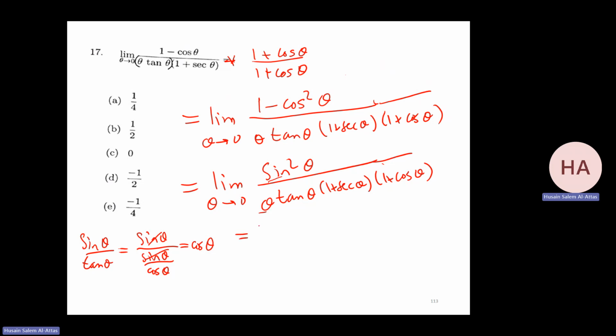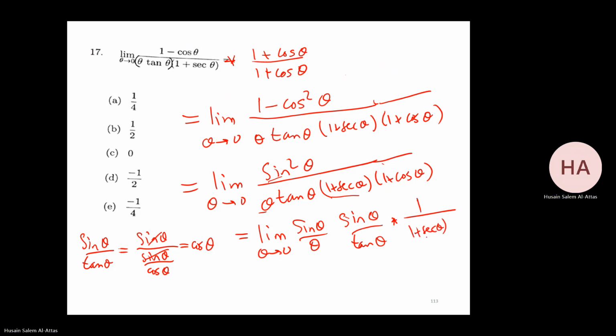Okay, so I split this into 2 parts. Sine theta over theta. Sine theta over tan theta. And I keep the rest, because the rest cannot be 0. Huh? This is 1 plus 1, as theta goes to 0. Okay. This is 1. There's sine theta over theta, there's cosine theta. Cosine 0 is 1. And this is 1, 1 plus 1, 2. So the answer is 1 more.